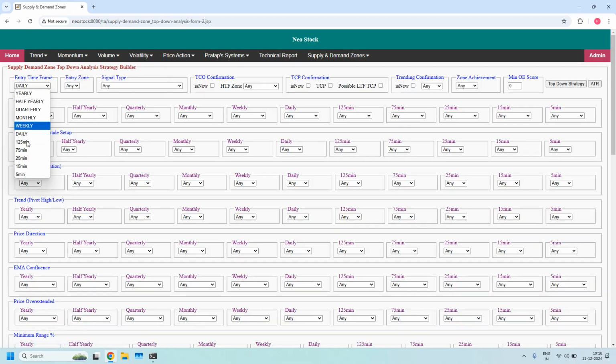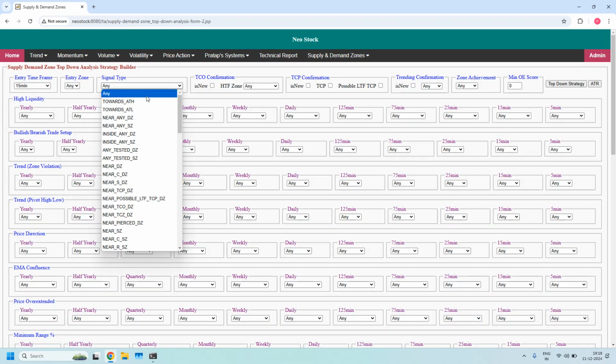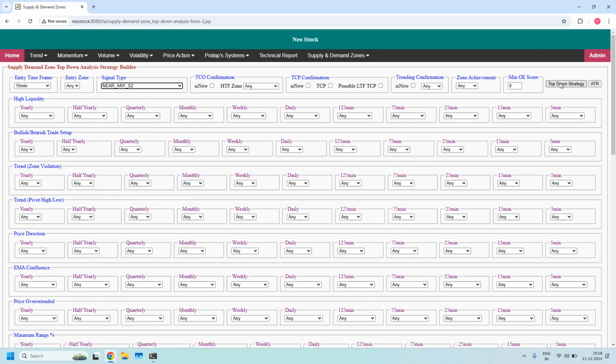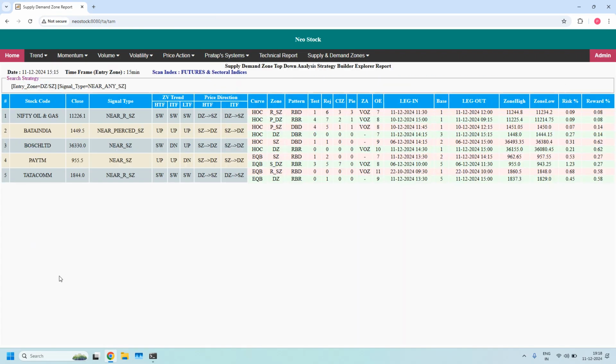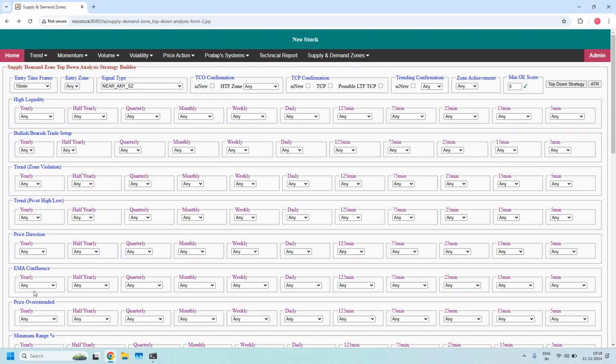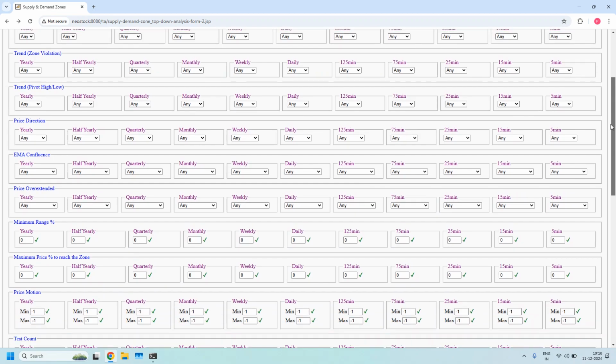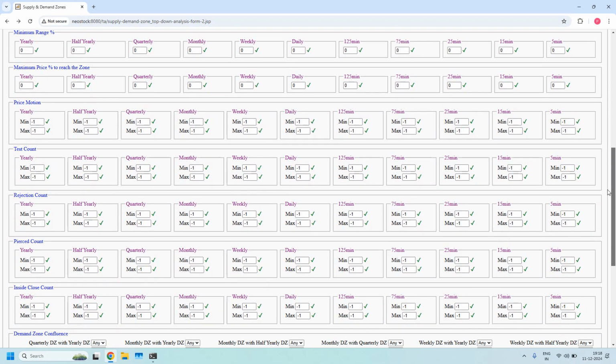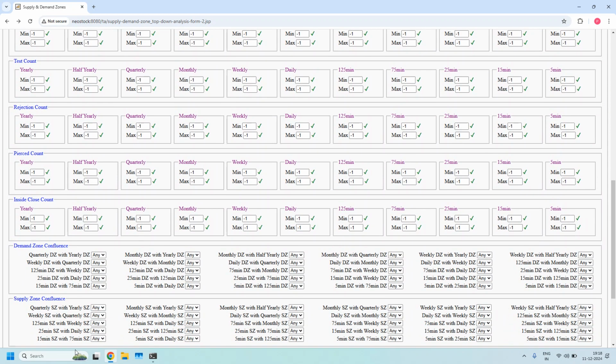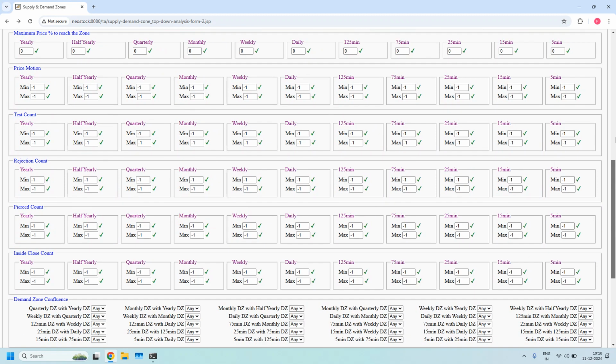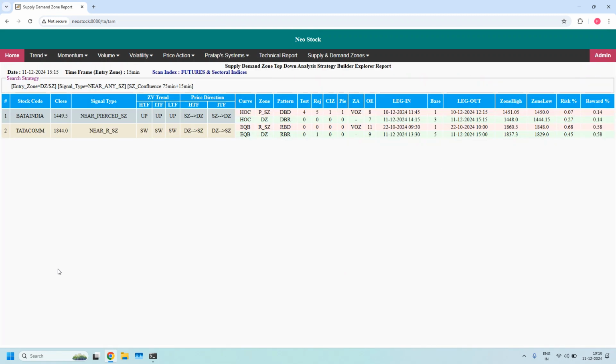Okay, next 15 minutes time frame, stocks near 15 minute supply zone. We got 5 stocks. Out of these 5, how many are having ITF supply zone confluence? Let's verify. That is a 15 minute supply zone with 75 minute supply zone confluence. I am enabling that filter. With this filter, out of 5 stocks, we got 2 stocks. In these 2, the first one is invalid because it is a pierced zone.